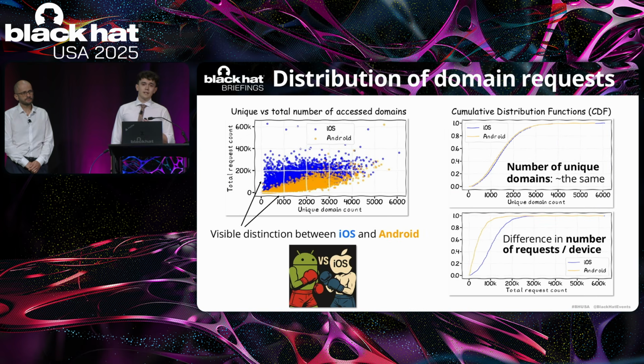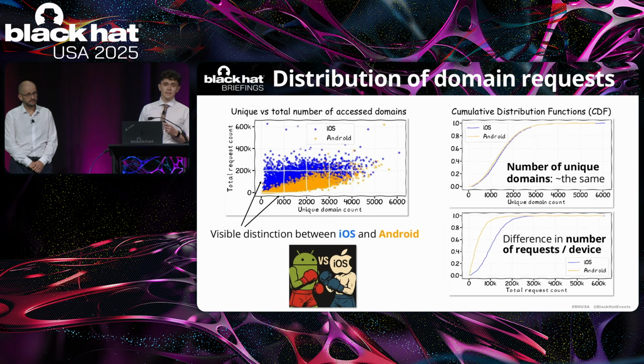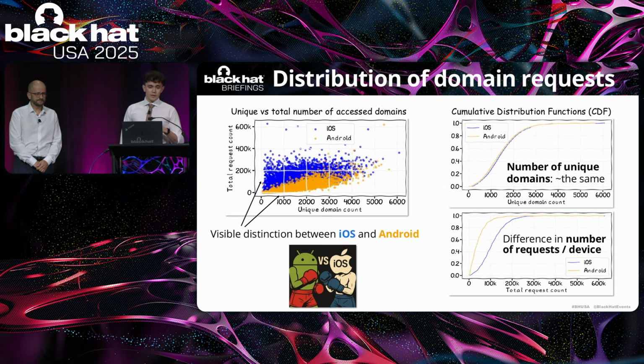Let's take a look at the data in terms of number of requests. One versus the other, we can see that iOS generates approximately the same number of unique domains as Android devices, but a lot more requests. This is especially visible in the right bottom, where you can see that iOS devices have a tendency to generate more requests than Android devices.